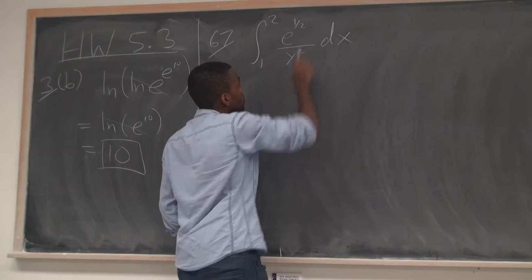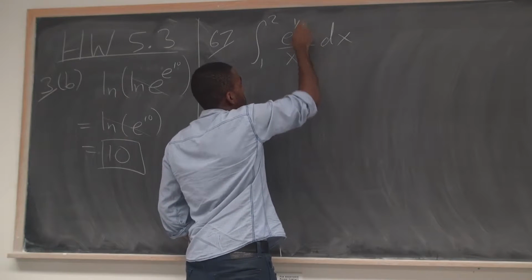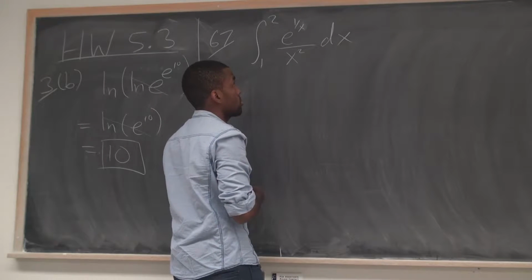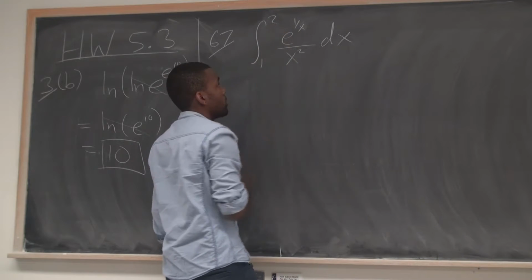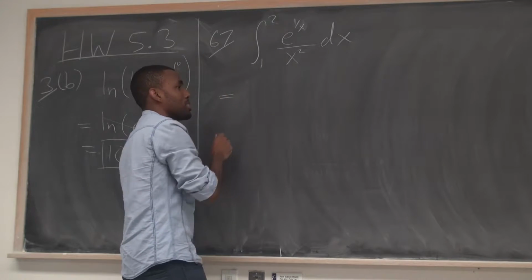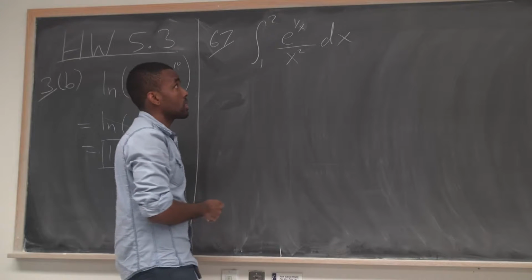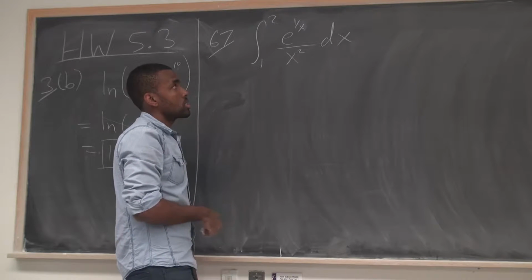E to the 1 over x. Sorry. Didn't I ask that on the quiz? Yeah, but I made it the indefinite integral. So let's see who got it on the quiz. What was the trick here? E to the 1 over x, with the u. I mean, u equals 1 over x.